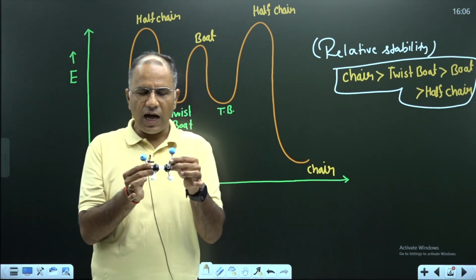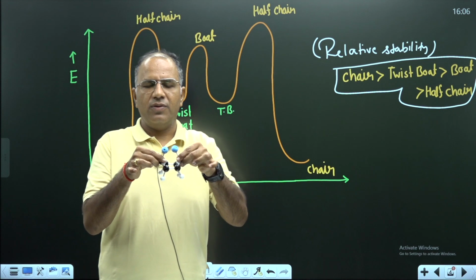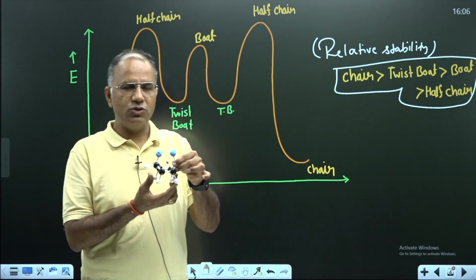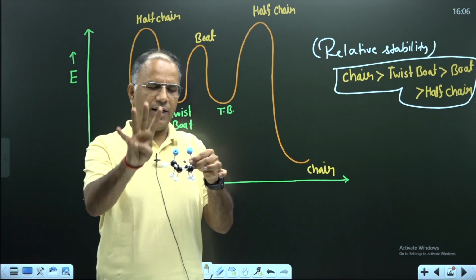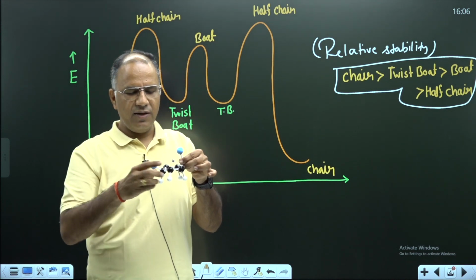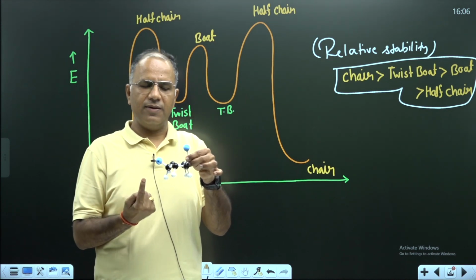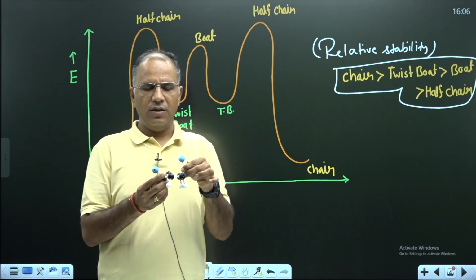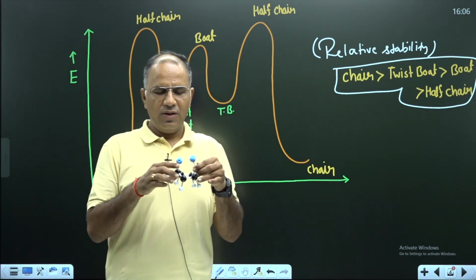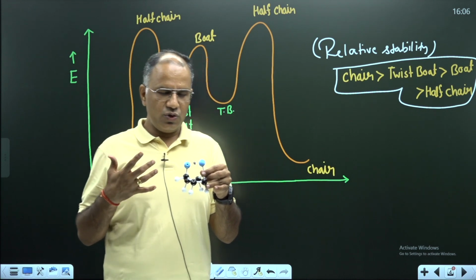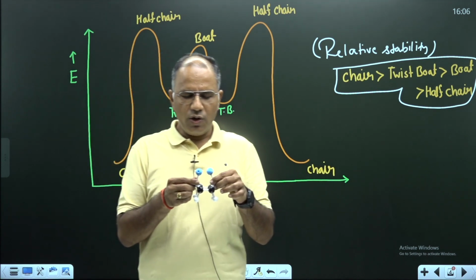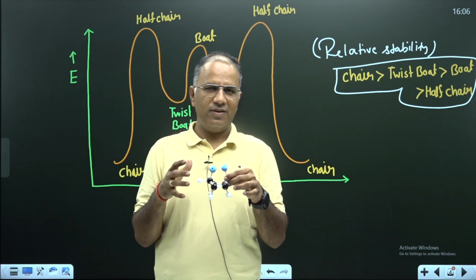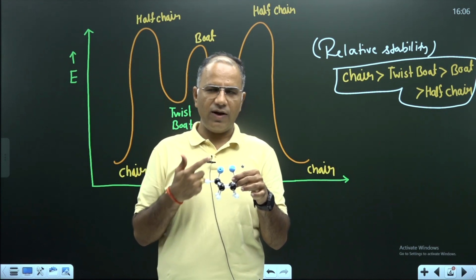When we convert half chair into boat, now how many hydrogens are eclipsing? These 2 and these 2, meaning 4 hydrogens undergo eclipsing. In half chair, 5 hydrogens undergo eclipsing, which means which is more stable, boat or half chair? Boat is more stable. You may have one question in your mind. In boat, there is a flagpole repulsion. Why are we not considering flagpole repulsion?